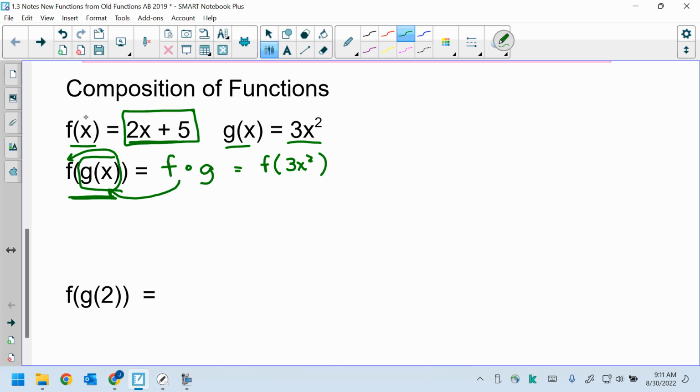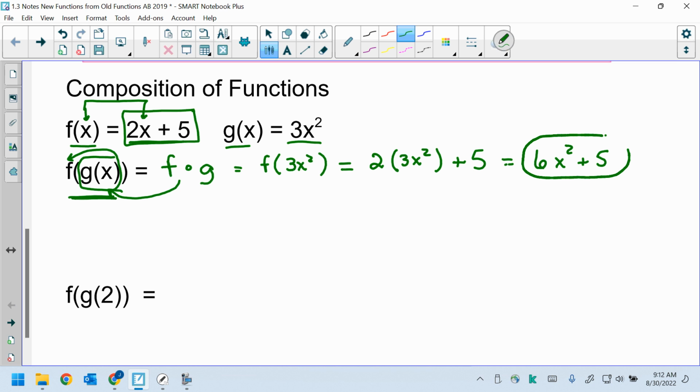When the input was an x, I multiplied it by 2 and I added 5. When my input is 3x squared, I'm going to multiply it by 2 and then add 5. And so f of g of x in this case would be 6x squared plus 5. What I'm doing is I'm adjusting my input to the function.